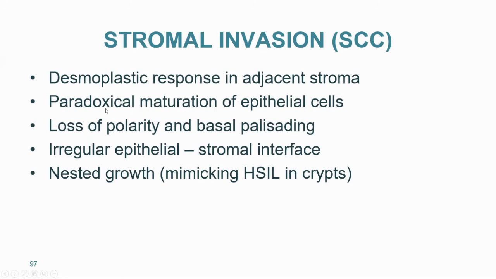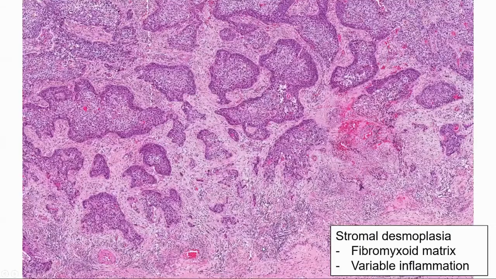The diagnosis of stromal invasion relies on a series of cytologic and architectural features, not only in the squamous cell population, but in the surrounding stroma, which is typically desmoplastic or fibromyxoid. We expect to see paradoxical maturation of the epithelial cells, loss of polarity and basal palisading with a markedly irregular and convoluted epithelial stromal interface. So let's go over some of those features.